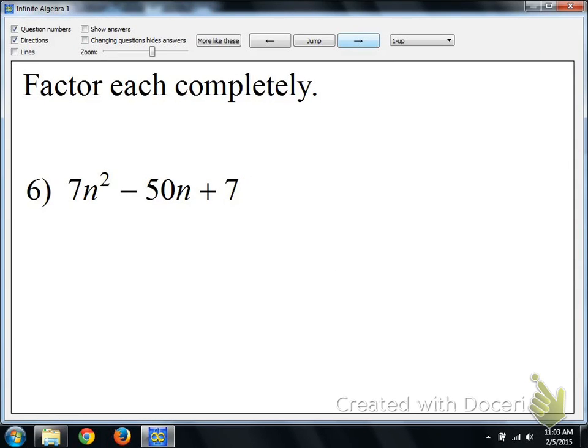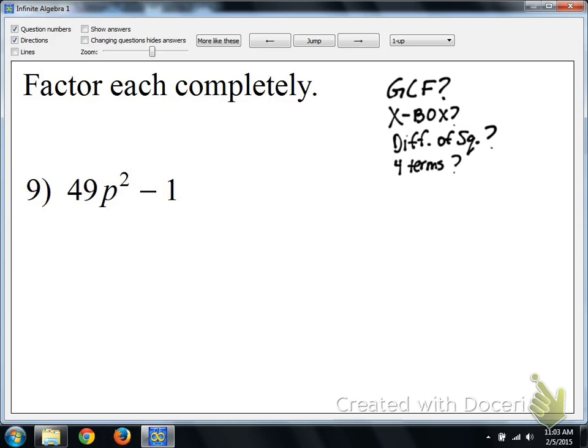Continuing on, we're going to jump down to number 9. So you should be good up until 9. Okay, number 9, again, it says factor completely. It doesn't give us an idea of what we should do or what strategy, but we still need to ask ourselves these 4 questions. Is there a GCF, X box, difference of squares, or are there 4 terms, okay?